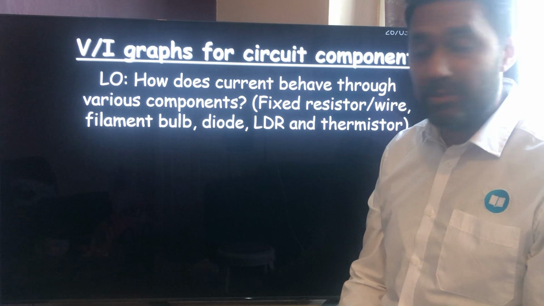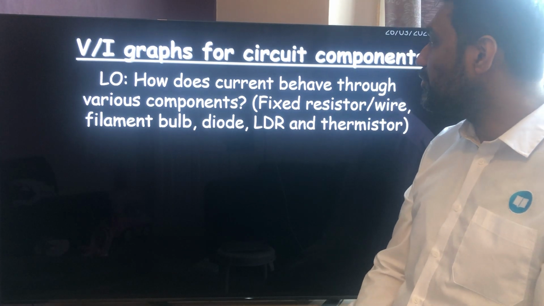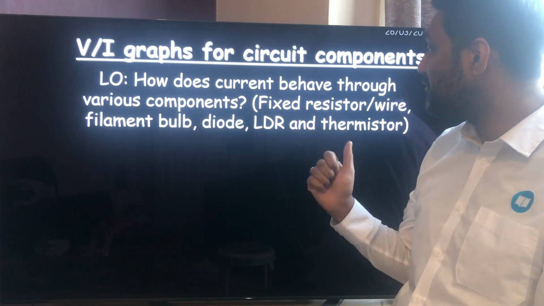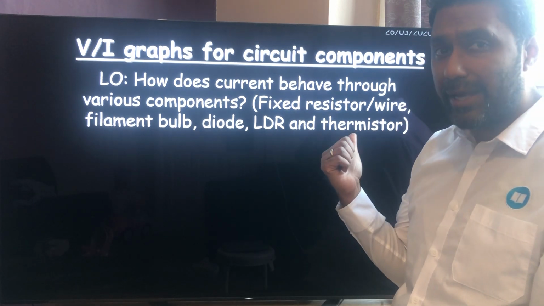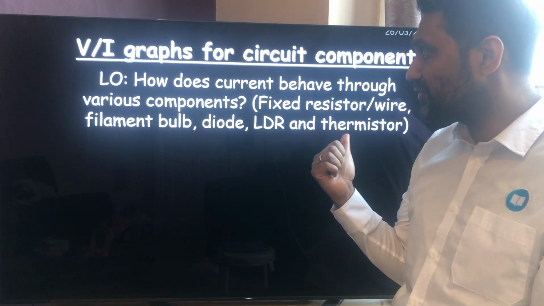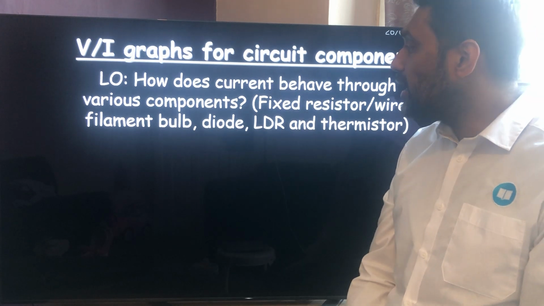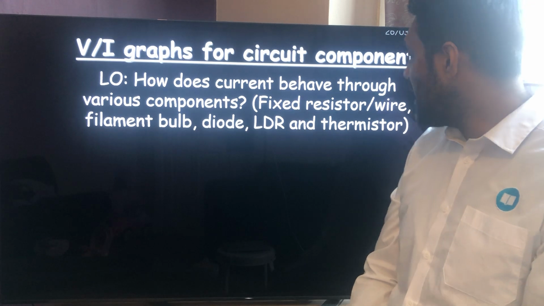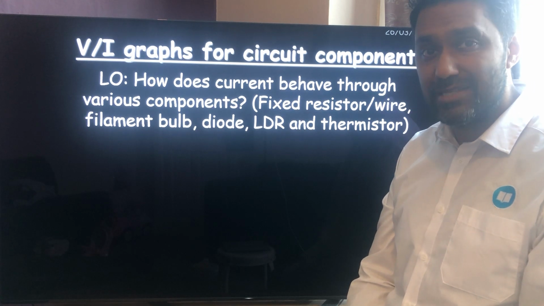What are we looking at? Learning objective: how does current behave through various components? The components I'm looking at today are fixed resistors, the wire, which you guys have done, the filament bulb, diode, an LDR, which is a light dependent resistor, and the thermistor.